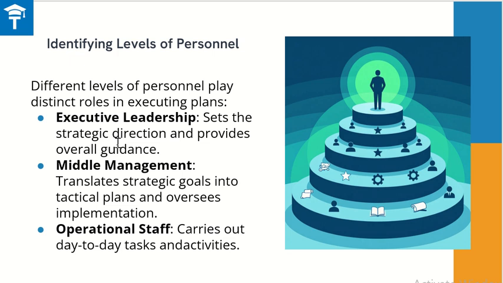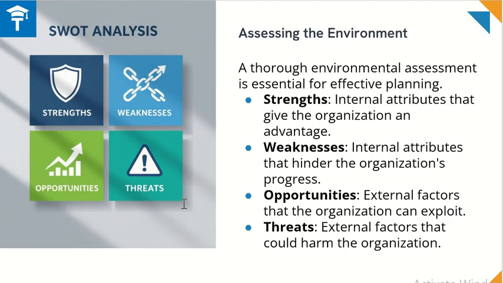the level of personnel. Different levels of personnel play distinct roles in executing plans. Personnel are persons who are involved in either the tactical, the strategic, or the action plan. For the executive leadership, they set the strategic direction and provide overall guidance. Then we have the middle management. They translate strategic goals into tactical plans and oversee the implementation. Then we have the operational staff that carry out the day-to-day tasks and activities. The operational staff conduct the action, the middle conducts the tactical, then the executive handles the strategic.